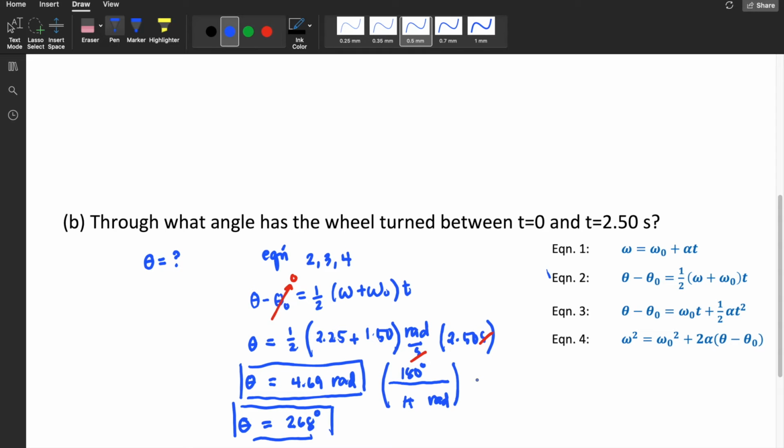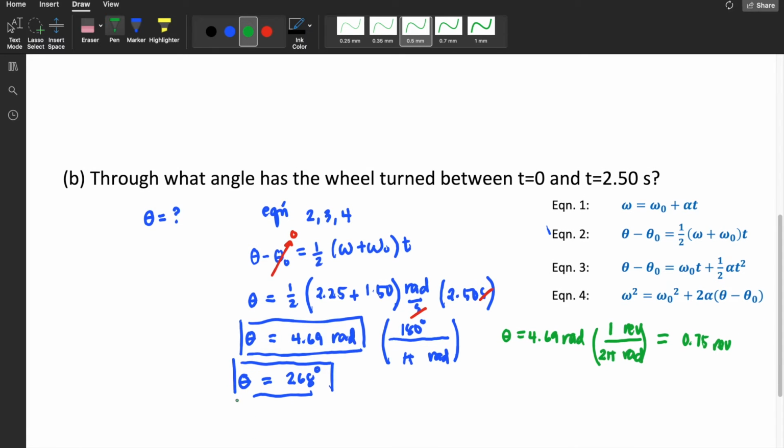Or, if you like, you may also express this in revolutions. So theta is equal to 4.69 radians, and to convert to revolutions you have radians in the denominator and revolutions in the numerator. In one revolution there are 2 pi radians. So that would be equal to 0.75 revolutions. So it did not complete one full rotation; that would be 3/4, or 0.75 revolutions.